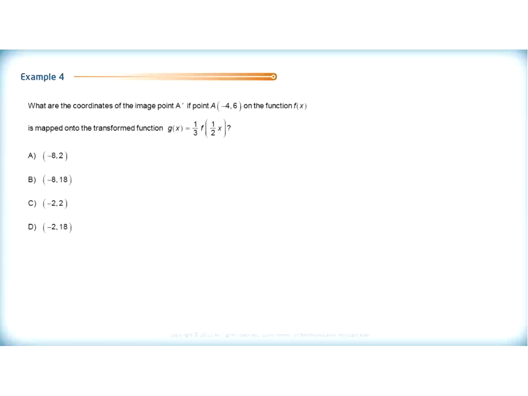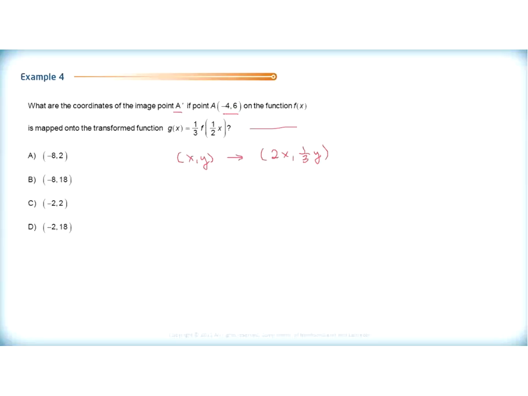Let's look at some examples involving horizontal and vertical stretch. What are the coordinates of the image point A prime if the point A on the function f(x) is mapped onto the transformed function g(x), which you see here? All we need to do is create a mapping rule, plug the point in. To create the mapping rule here, some students can do it directly from this equation. We have a vertical stretch here of 1/3. We have a horizontal stretch of 2. That's our mapping rule.